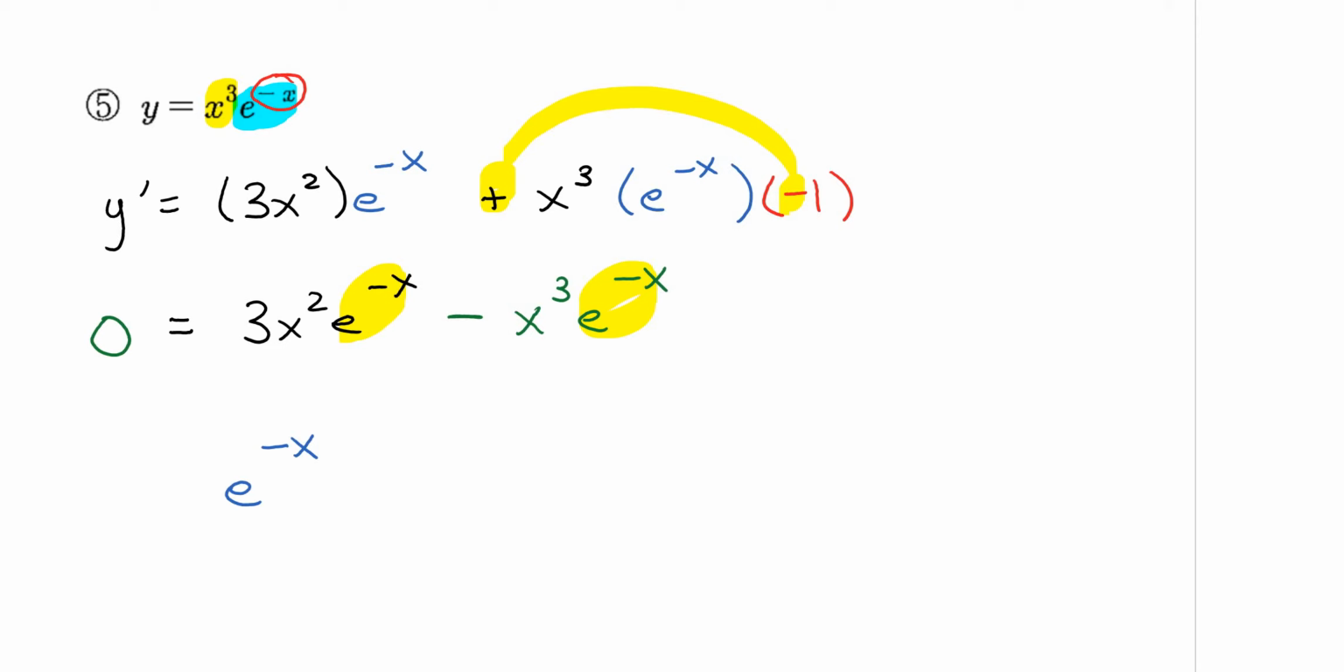And then you'll notice that there's an x cubed and an x squared. So the maximum number of x's that I can remove is x squared. So that right there, x squared times e to the power negative x, that's my GCF. So I'm going to factor that out. And if I factor that out, I should get a 3 minus x.